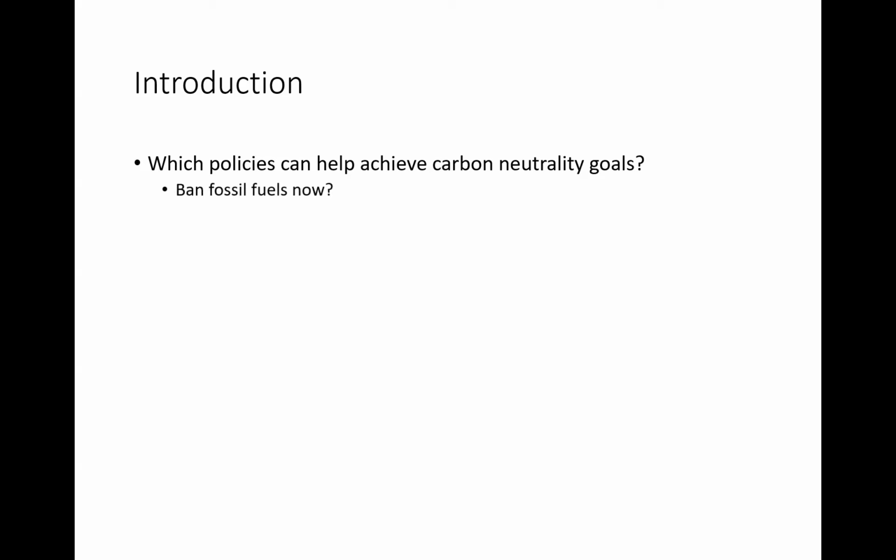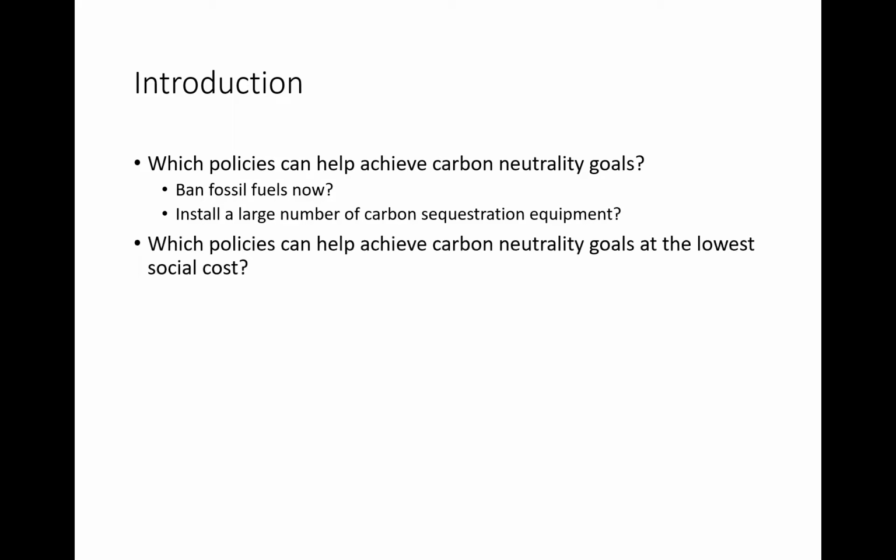Maybe you have some direct ideas, for example, ban fossil fuels now. Everyone cannot use fossil fuels. Does this policy work? Yes, no carbon emission. Or we can install a large number of carbon sequestration equipment. It also works, but its social cost is too much, and your Prime Minister will not allow this policy. So the next question is which policies can help achieve the net zero goal at the lowest social cost, based on the situation now.